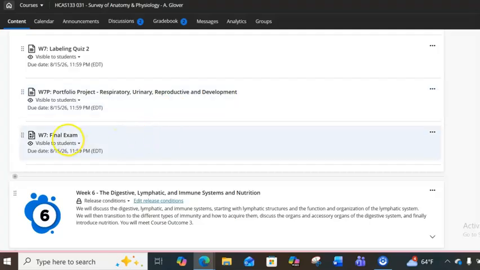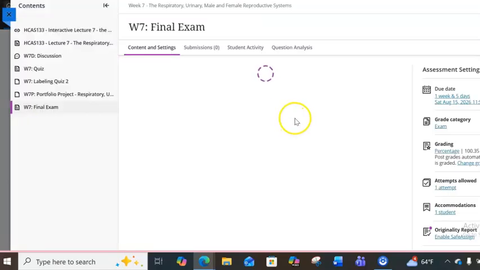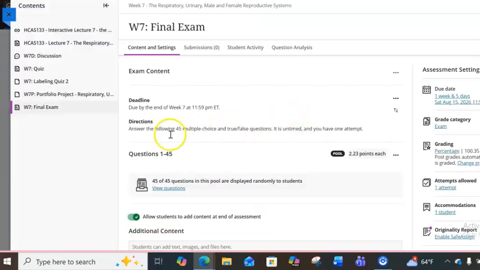So this week you will be taking your final exam. On this exam, there are 45 multiple choice and true-false questions. It is untimed, and with this you only have 1 attempt. Because it's untimed, again, you can save it, log out, and go back into it if you need to. I want you to really take your time and go through each question. It is cumulative, so it will cover all of the topics that we have covered in this course so far.